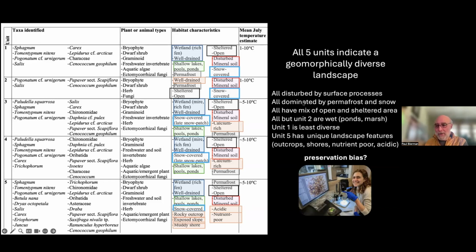They're all dominated by permafrost and snow. They all have this mix of open and sheltered areas. And all but Unit 2 are wet. Unit 2 is the least diverse in some ways. Sorry, that's a typo. That should be Unit 2. And Unit 5 has the most unique landscape features on here. And the question we're asking ourselves now is, is this a preservation bias, or is this real from all of these? I can't answer that, but I think it's a different way of looking at this landscape.